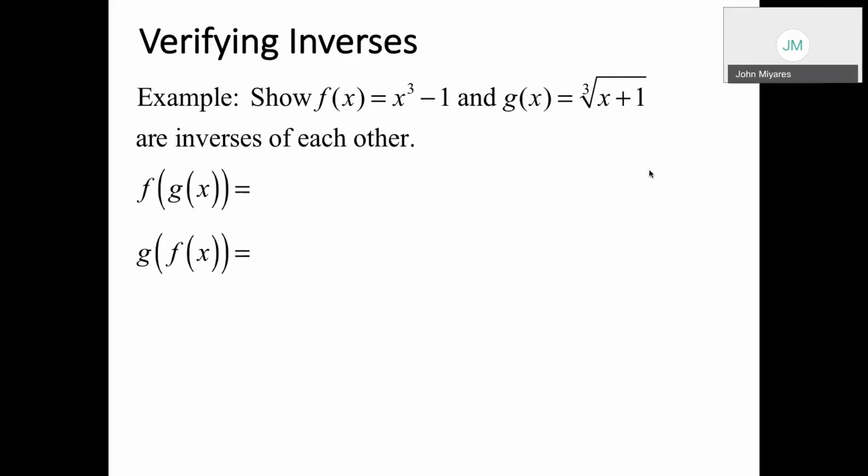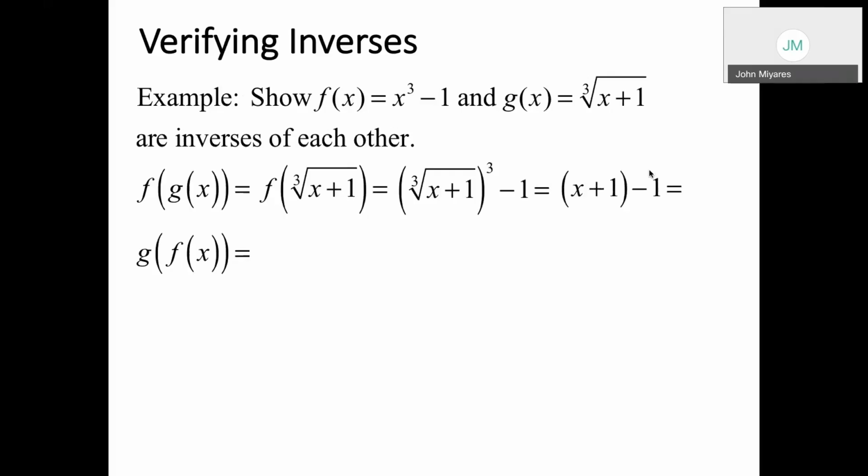For f of g of x, we're taking the expression g, the cube root of x plus 1, and substituting it into the formula for f. The f rule says to take whatever's inside parentheses, cube it, and subtract 1. Cubing the cube root will eliminate the radical, giving you x plus 1 minus 1. Then canceling the 1's will reduce to just x.